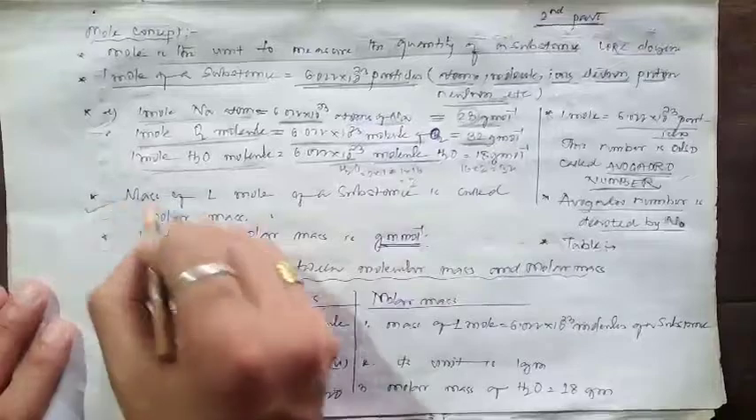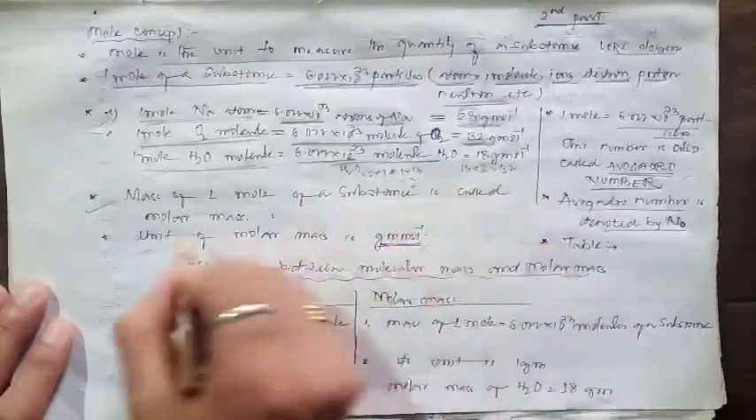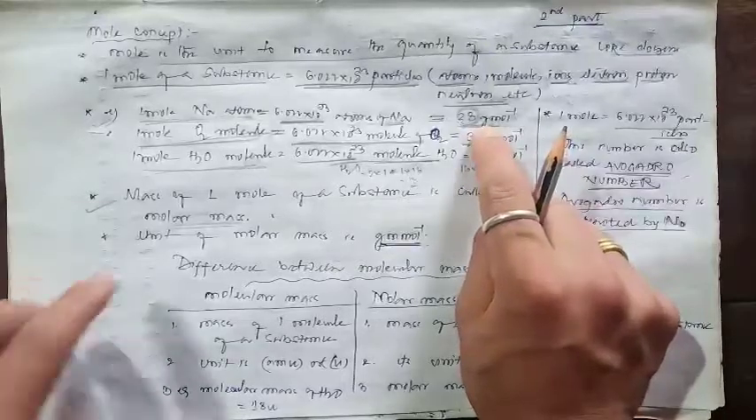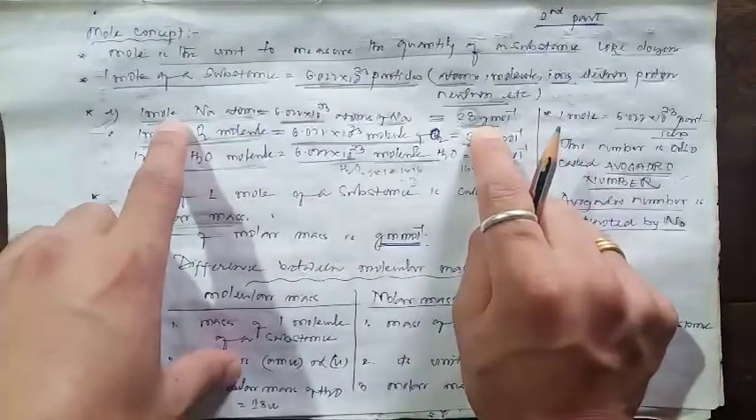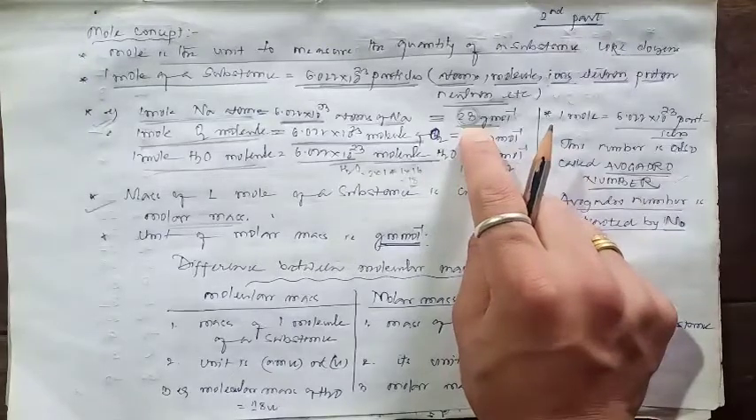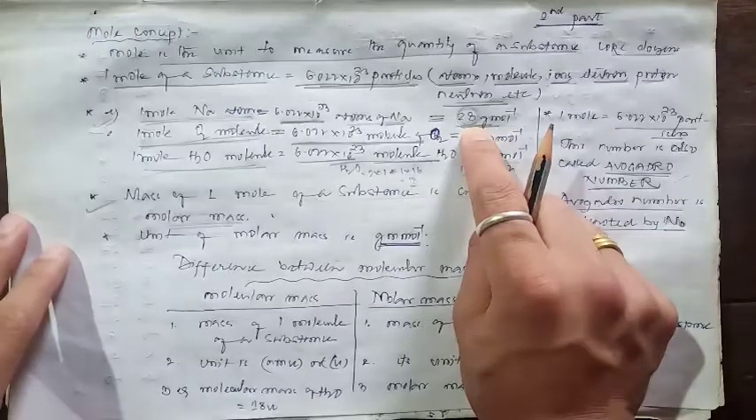Now, student, the mass of 1 mole of a substance is called molar mass. Now see, suppose here 23 gram per mole. It's the molar mass of sodium. When I say 23 gram, it means it's the mass of 1 mole of sodium atoms.